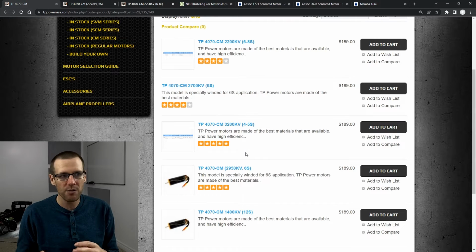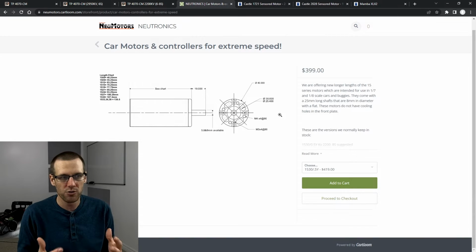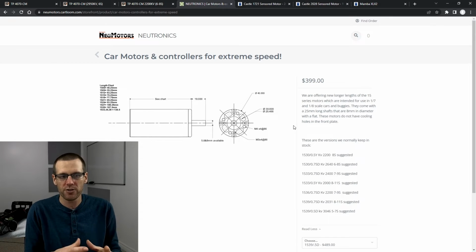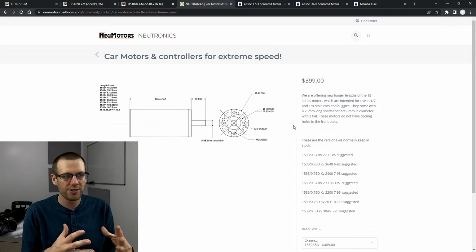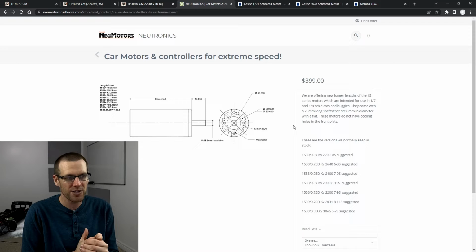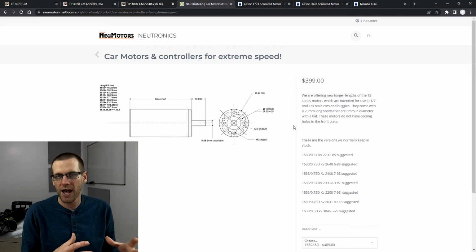So now let's take a look at a brushless motor that you may not have actually seen before. This comes from New Motors. They have a bunch of different brushless motors that are specific to high performance, top speed radio control car action. Now, they have a chart that goes through the size of the motors, and all the sizes that we're talking about today of this specific brand are going to range from 107.5 millimeters up to 130 millimeters.